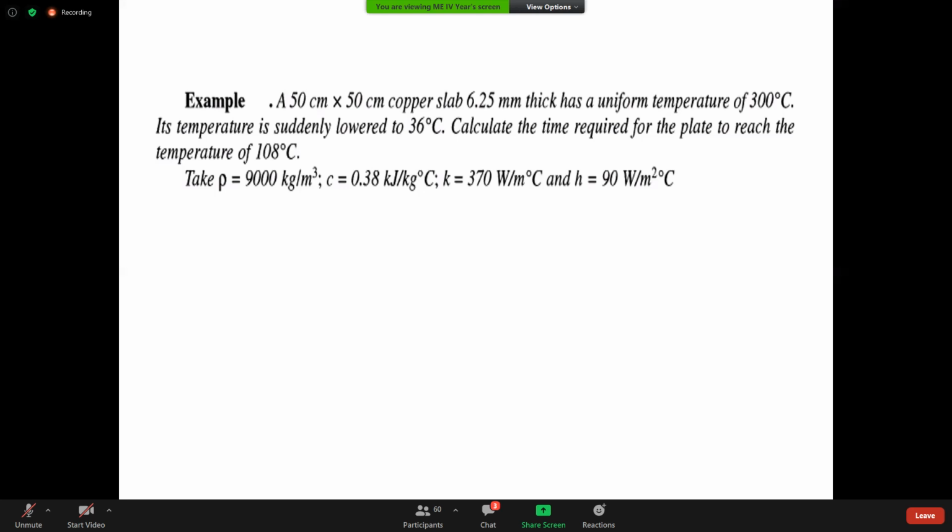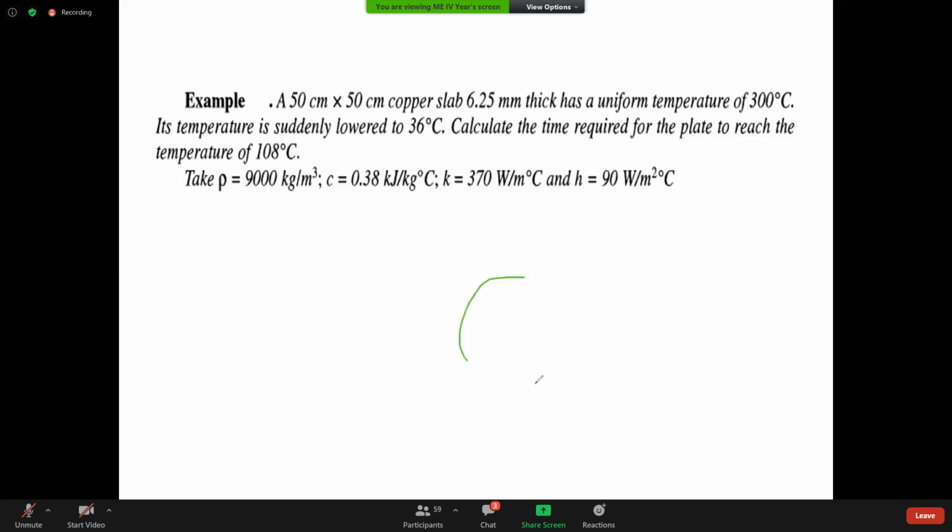Yes, 315. Very good. Came forward. Right. A 50 by 50 centimeter copper slab, 6.25 mm thick, has a uniform temperature of 300 degrees Celsius. Temperature is suddenly lowered to 36 degrees Celsius. Calculate the time required for the plate to reach the temperature of 108 degrees Celsius. The properties are given here, right? So now, what type of problem is it in those three cases that need to be observed?